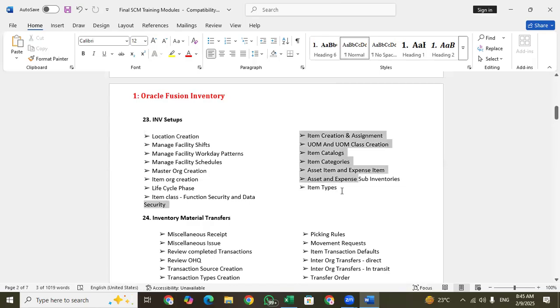Here, some item related configurations: how to create item catalogs and categories. For example, if you take a catalog of cars, under cars again we have different types: sedan model, electrical model, diesel model, petrol model.